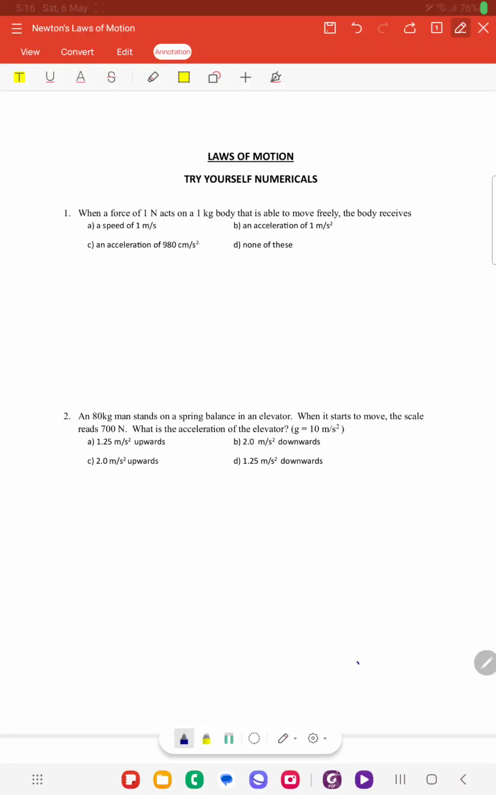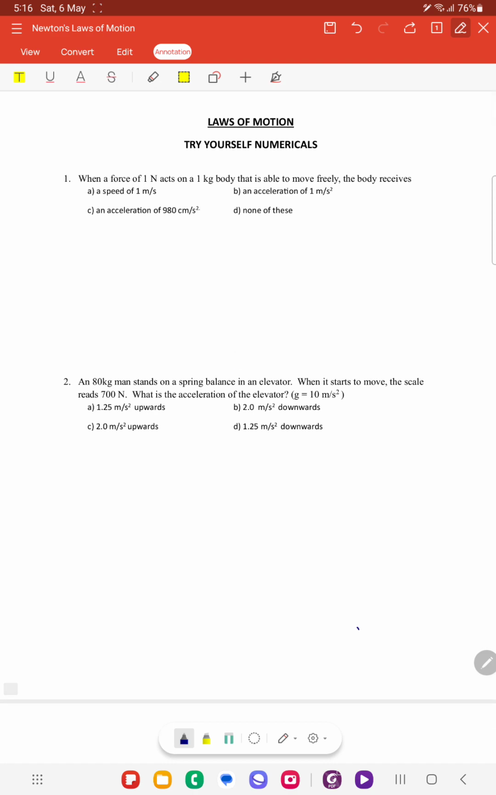Hello students, question number 1. When a force of 1 Newton acts on a 1 kg body that is able to move freely, the body receives what? Here, force F is equal to 1 Newton.